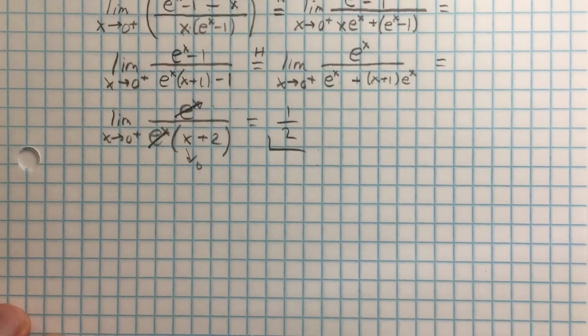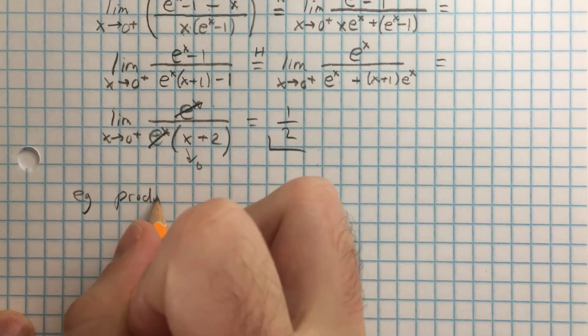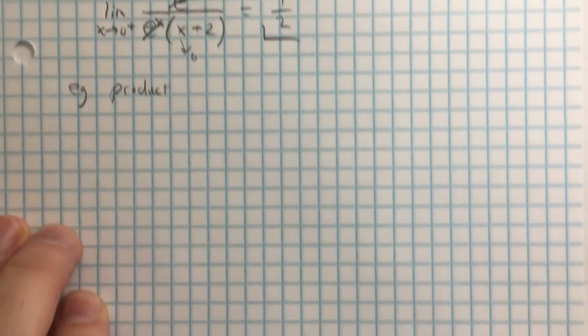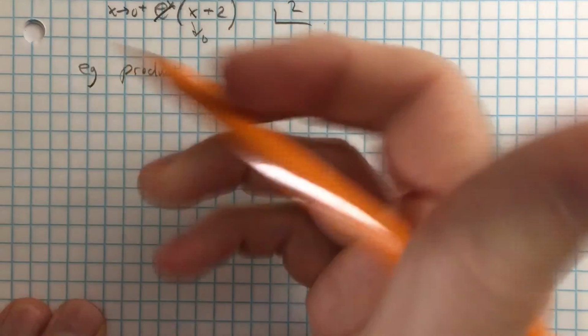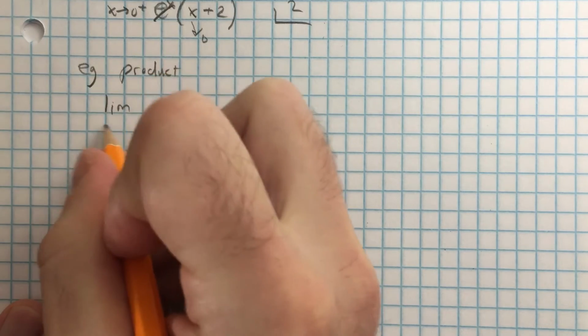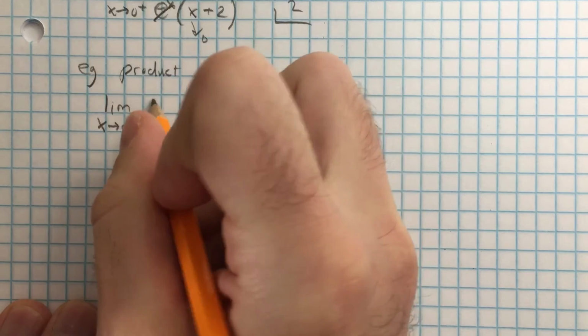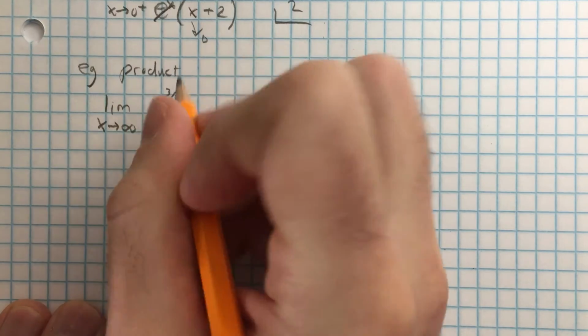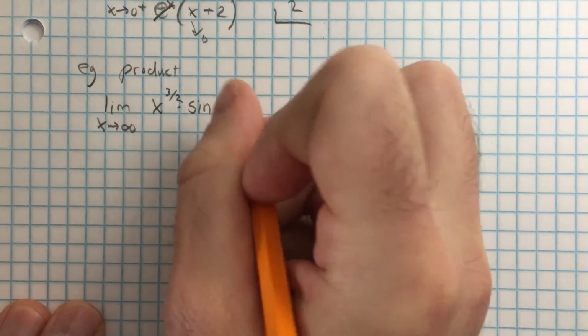Let's try an indeterminate product. Try something like the limit as x approaches infinity, x to the 3 halves times sine of 1 on x.